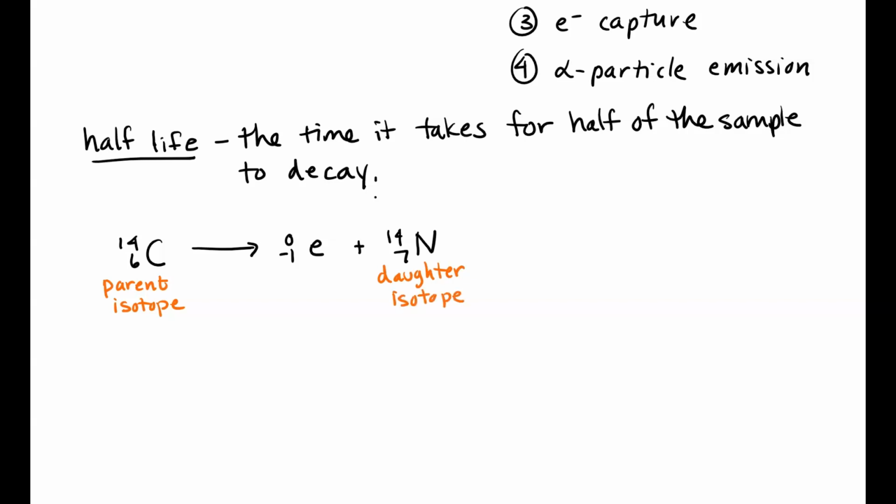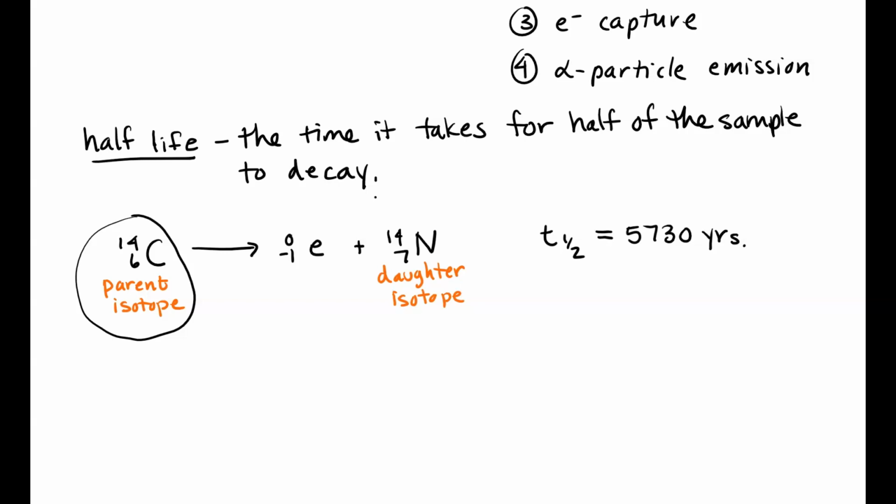So the half-life of this reaction, which we represent with a T and then a little 1/2 subscript, in this case, it happens to be 5,730 years. So what that means is that in 5,730 years, half of that original parent isotope will be gone and will have turned into nitrogen-14.